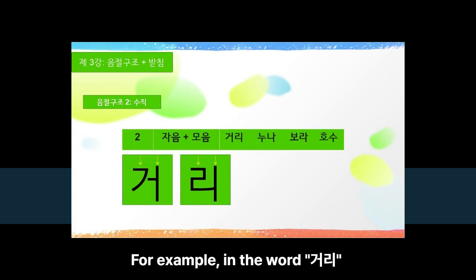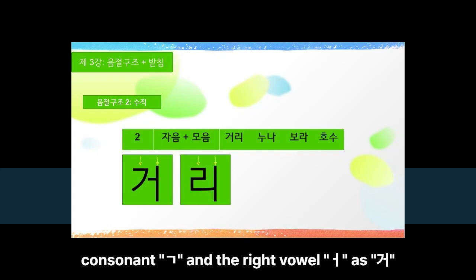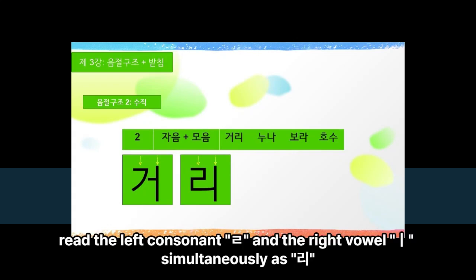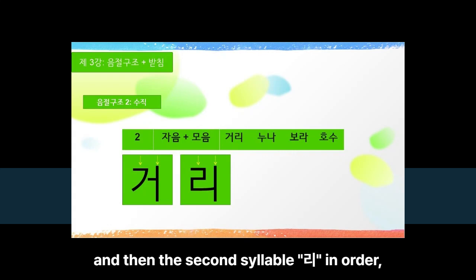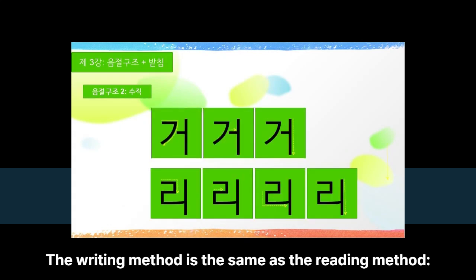For example, in the word, guri, the first syllable, ga, is read by simultaneously reading the left consonant, giok, and the right vowel, as ga. Then, in the second syllable, li, read the left consonant, riul, and the right vowel, e, simultaneously as, li. After reading the first syllable, ga, and then the second syllable, li, in order, you have correctly read the word, guri. The writing method is the same as the reading method.